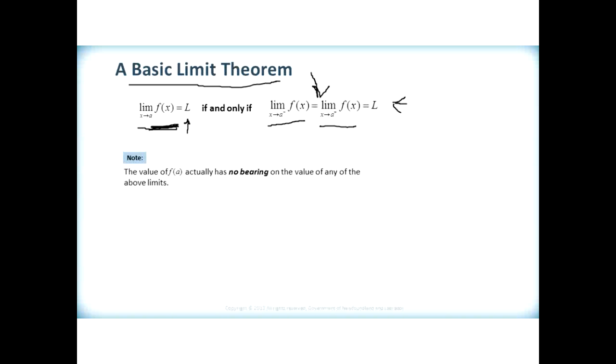So we have to have that. And also it says to note that the value of the function f of a, so wherever the dot is for the function at that point, has no bearing. So it doesn't matter where that is. It has nothing to do with the limit. So in terms of just evaluating the limit, we don't care where the function actually is. We just care what it approaches as we come from both sides. All right.